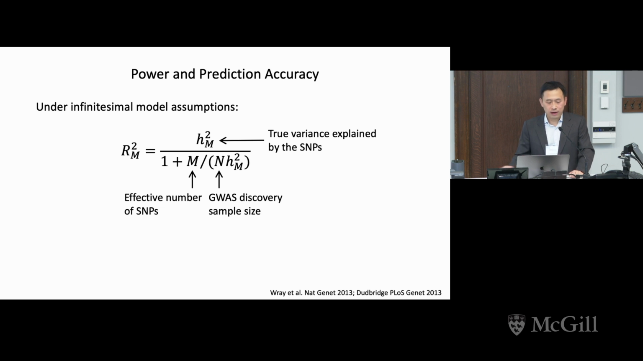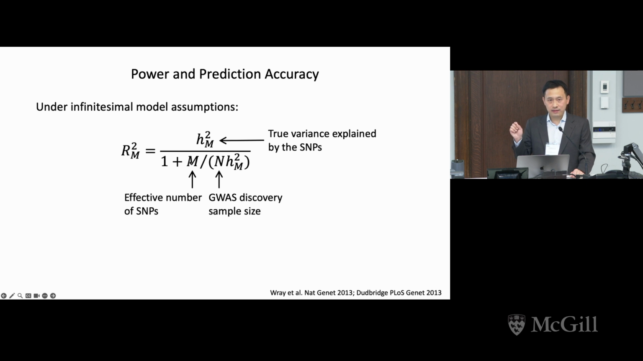First is the heritability. This is quite intuitive, right? If you have a higher heritability for your trait, the PRS would have better accuracy when used to predict the disease outcome. That's why it's in the denominator, where the larger the h square is, the larger your R square is. The next factor is the effective number of SNPs, which is shown as the M here.